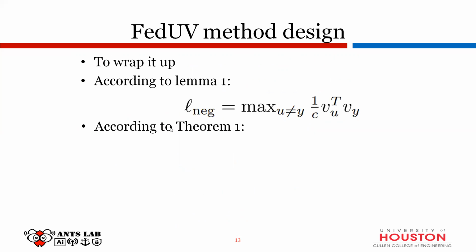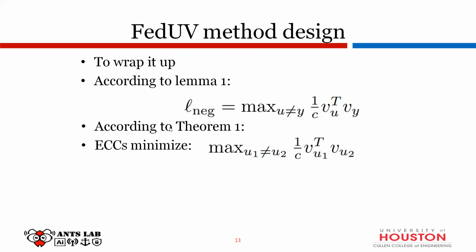And according to theorem 1, the ECC, the error correcting code, minimizes the maximum of u, user 1 away from user 2, which is the one on the right. So you can see these two are very, very similar to each other.